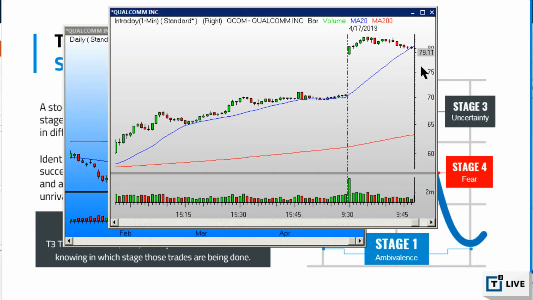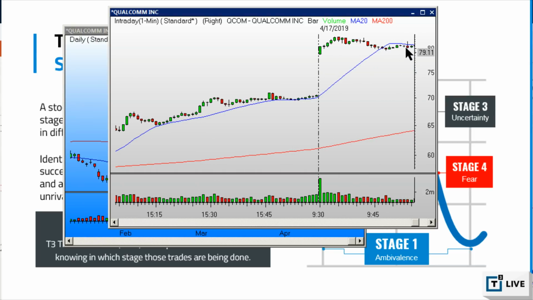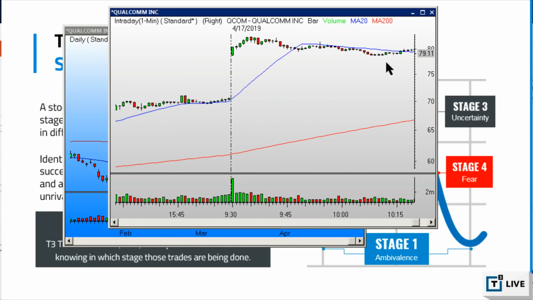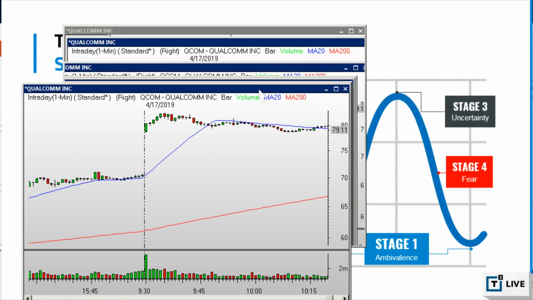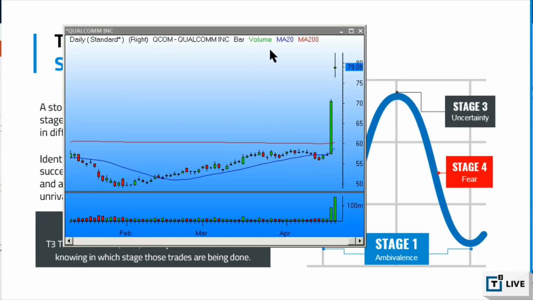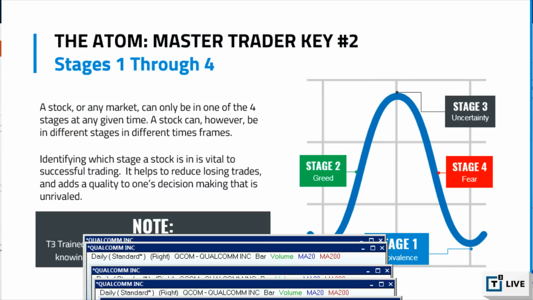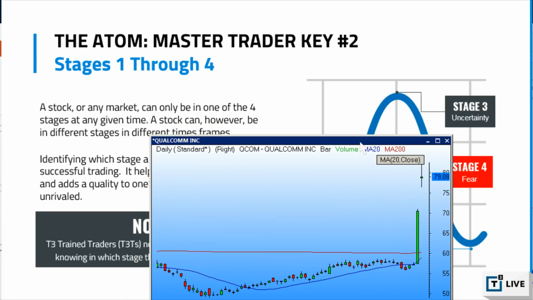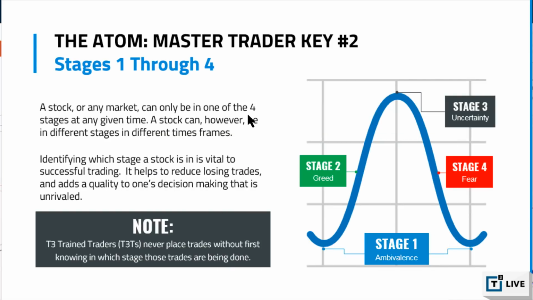Once it went up and then failed, that's when I did it. So did it downtrend for a while? Sure. Was this a 1 minute downtrend? Lower highs, this high is lower than the prior high, right? Yeah, it was. And it continued lower. But was this in an uptrend on the daily chart? Yes, it was. So here's an example of a stock that was in an uptrend on the daily, but in a downtrend on the 1 minute chart, let's say. But it can never be in an uptrend on the daily and in a downtrend on the daily at the same time. So it can only be in one of the 4 stages at any given time on any given time frame. Identifying which stage a stock is in is vital to successful trading.